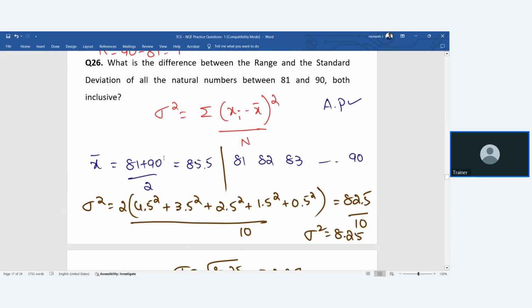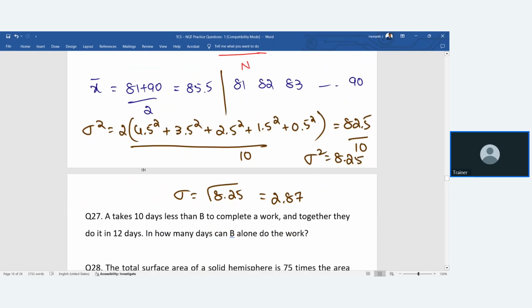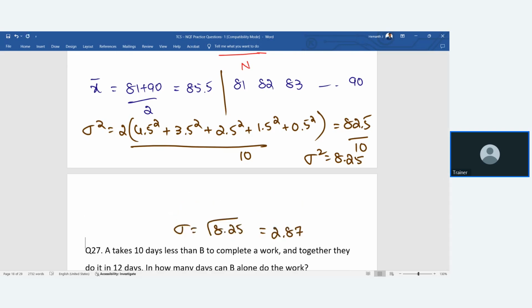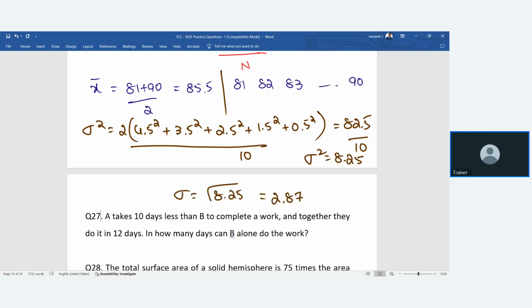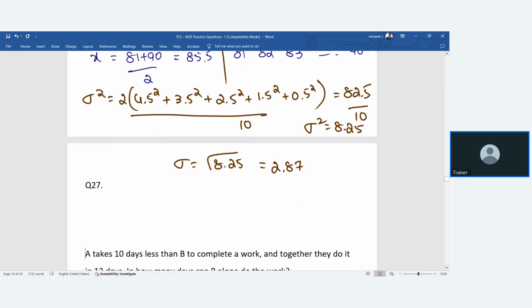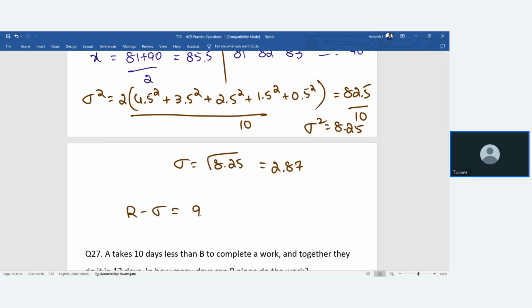The question is the difference between range and standard deviation. So the answer is the difference between these two. R minus sigma, which is 9 minus 2.87. We got 7.13 approximately. Approximately, right? So you don't worry about it. So I understand the process.